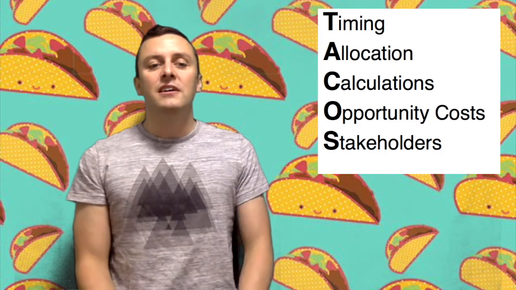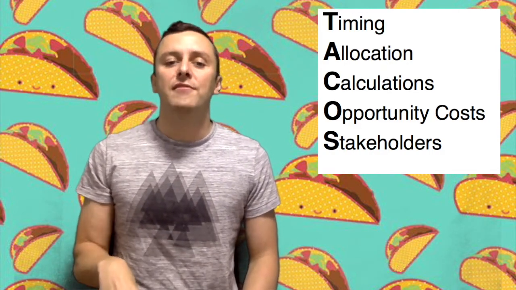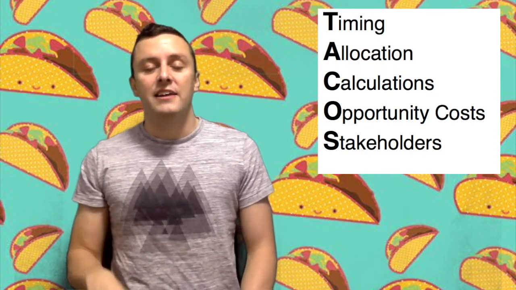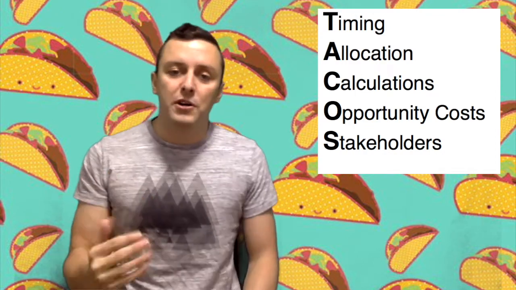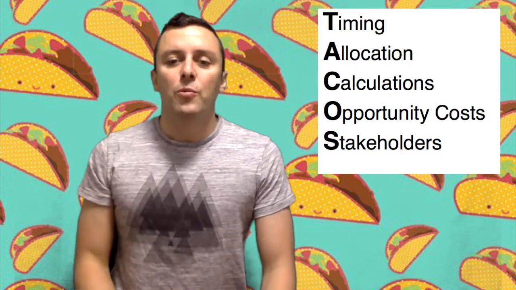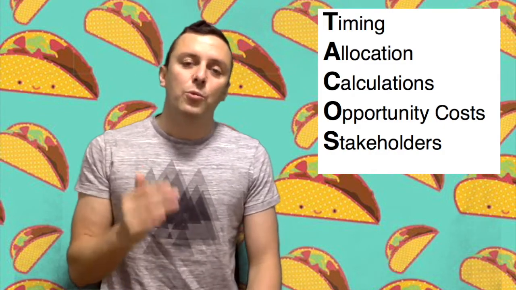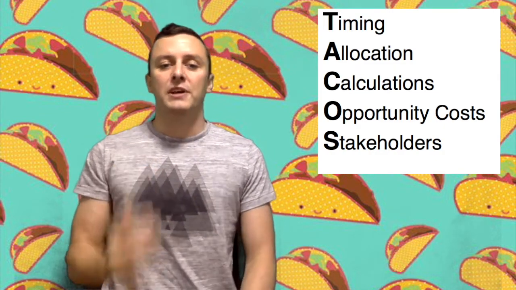C stands for calculation issues. How much do we invest in these areas? And is it adequate, or is it too much, or is it too little? If we spend too little, it won't achieve our goals. And if we spend too much, it won't be allocatively efficient and will be wasteful.